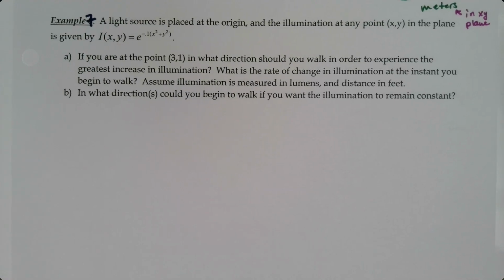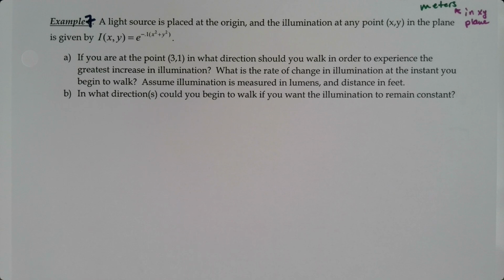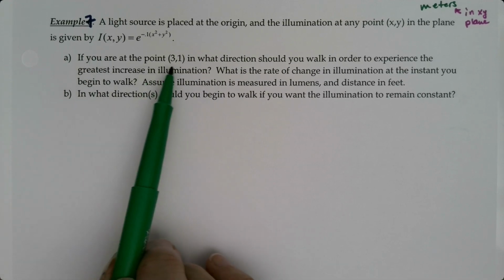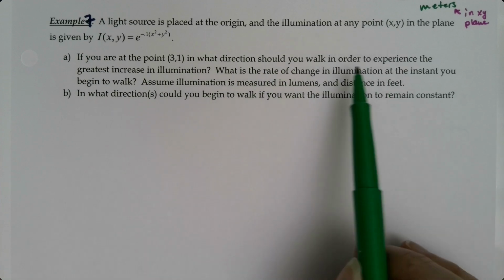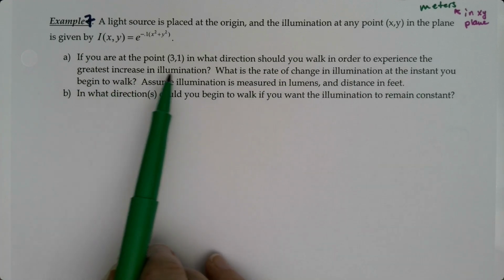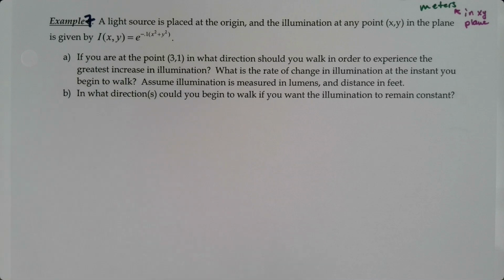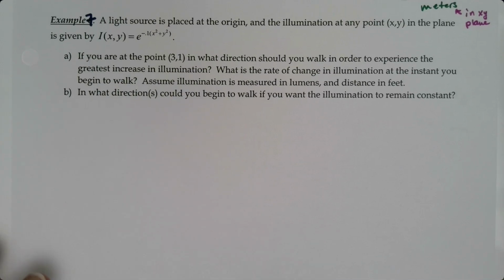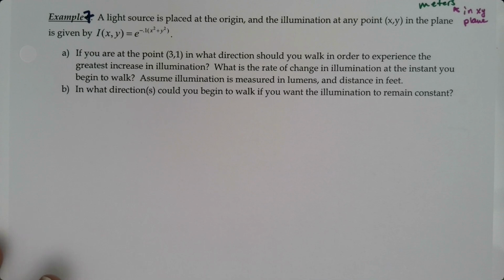Now in this problem we have a light source that's placed at the origin, and the illumination at any point x, y in the plane is given by this illumination function, I. If you are at the point 3, 1, in what direction should you walk in order to experience the greatest increase in illumination? What is the rate of change at the instant you begin to walk? And assume the illumination is measured in lumens and distance in feet.